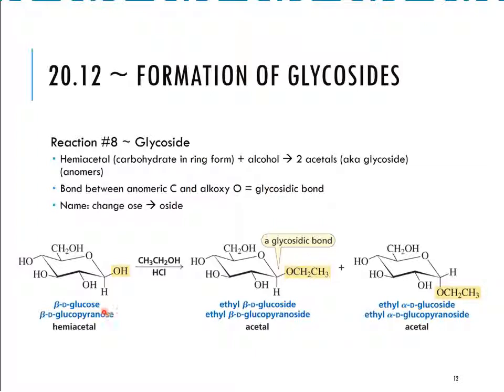So we started with beta-D-glucopyranose because it's in that 6-membered ring. So we're going to change the name. We're going to say ethyl because that's what's attached. That's what our R group was. Beta-D-glucopyranoside. So we went from pyranose to pyranoside because we went to a glycoside.